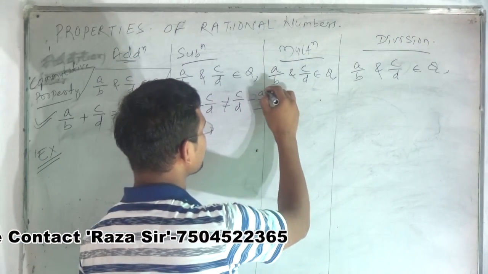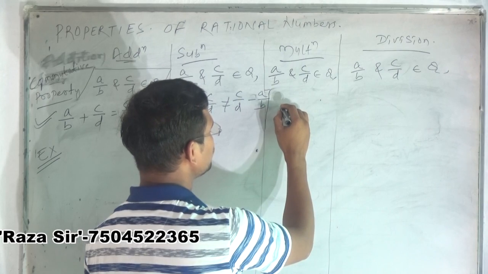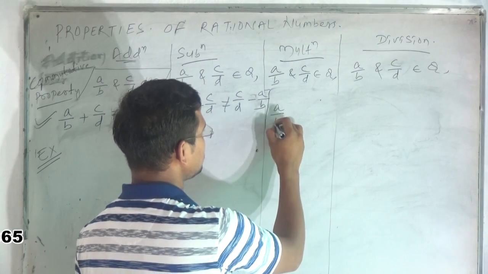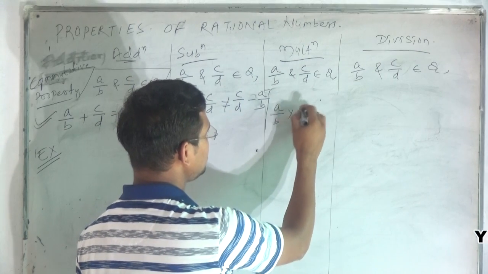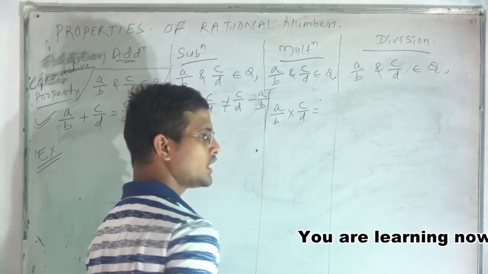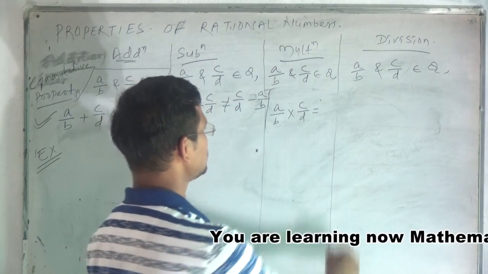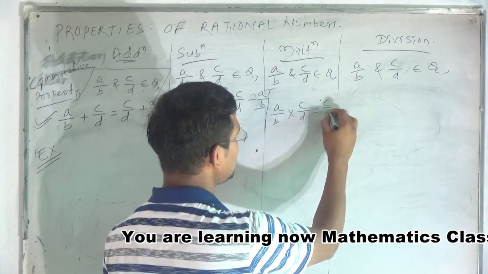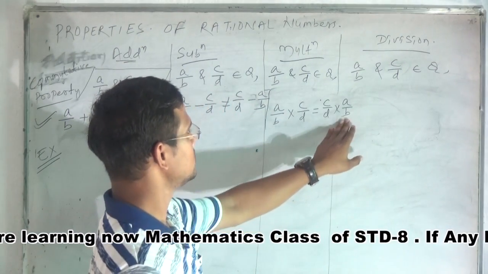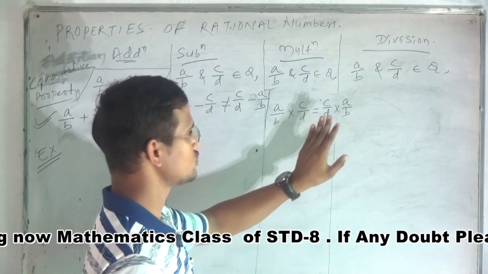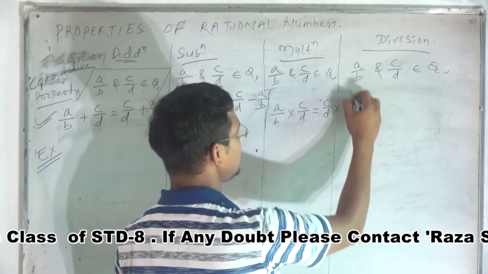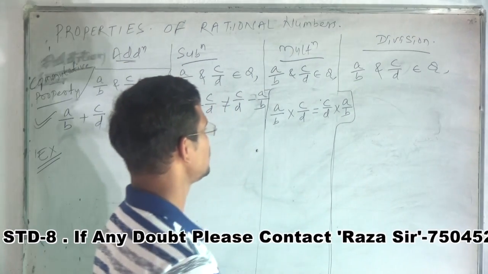Then another thing is multiplication of rational numbers. If you take two rational numbers a by b and c by d, then a by b into c by d is equal to c by d into a by b. That means for the product of two rational numbers, you change their positions and the LHS part is equal to the RHS. You can take an example and check it.